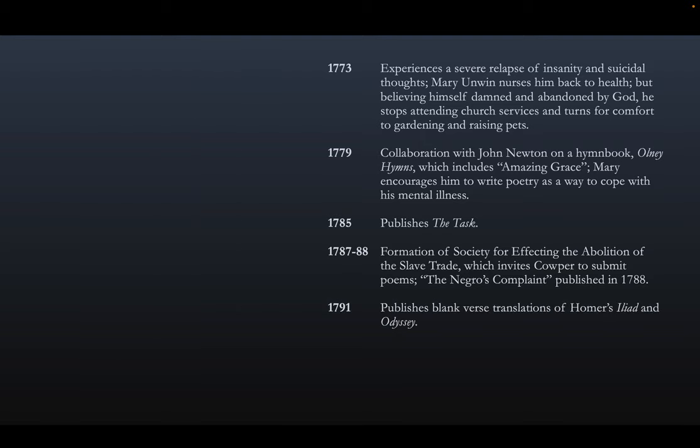In 1791, he publishes a new translation of Homer's Iliad and Odyssey. He saw this as the corrective translation to Alexander Pope's translations in couplets.